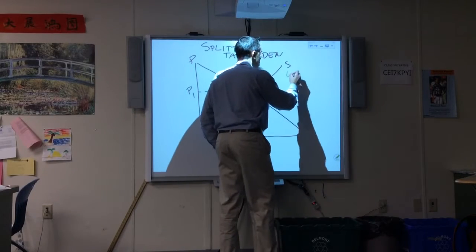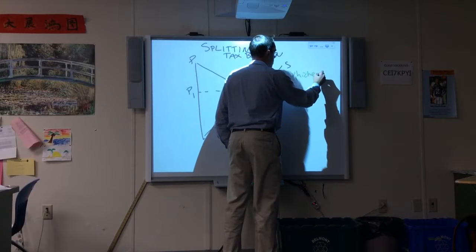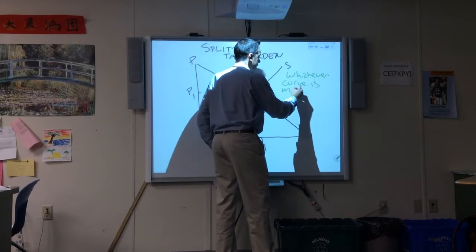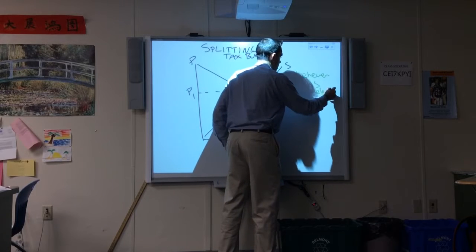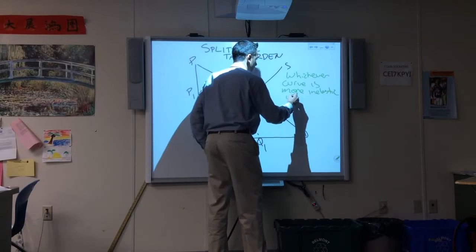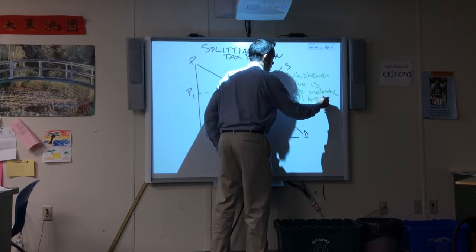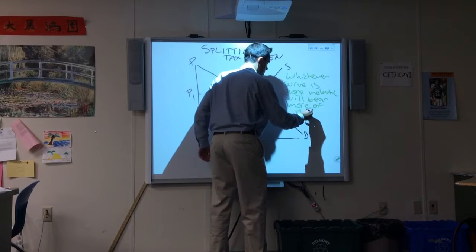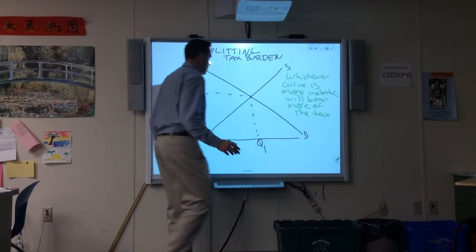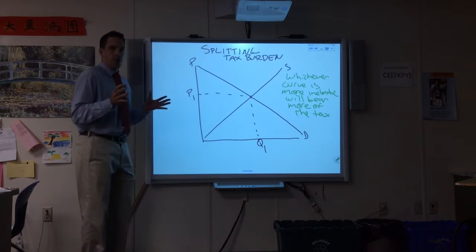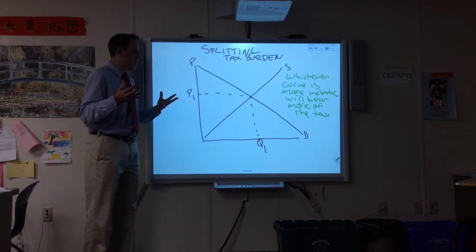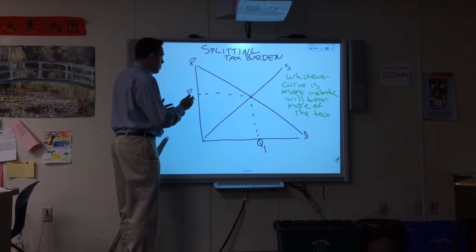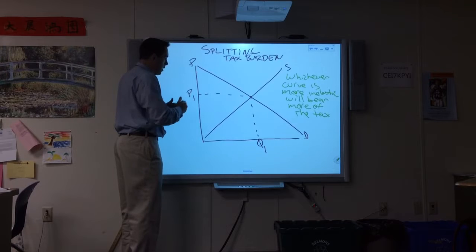So whichever curve is more inelastic will bear more of the tax. Here, they have the same elasticity, so they're going to split the tax evenly. And how we draw tax, you can either go above or below.